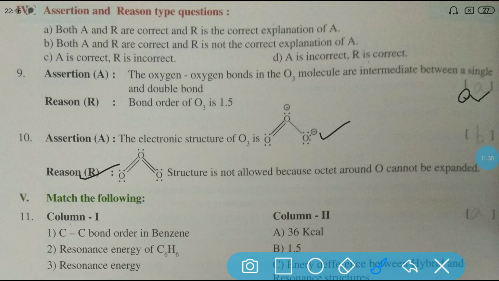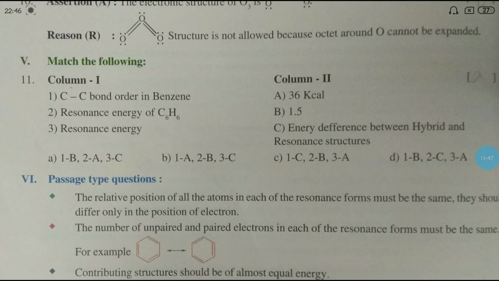But is there any link between these two statements? No. So option B. Next, moving on, we have the matrix matching type of questions.